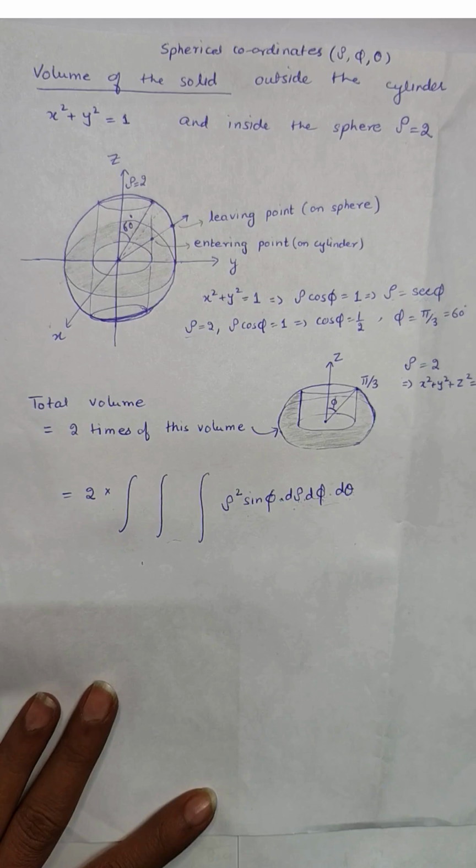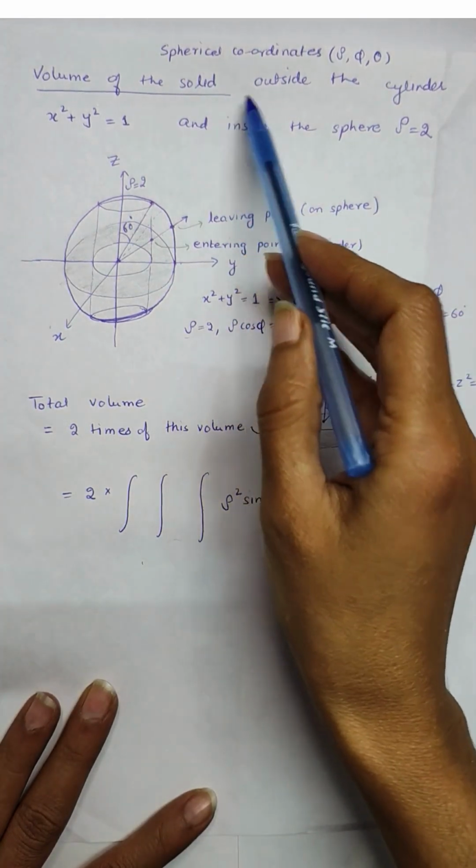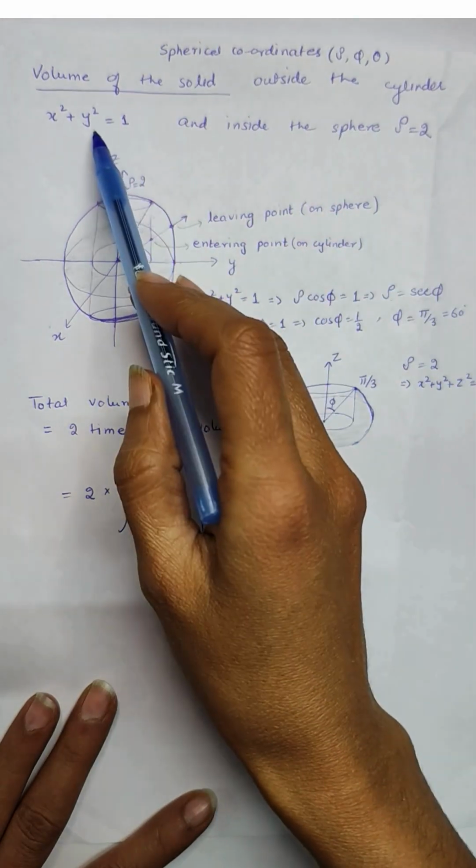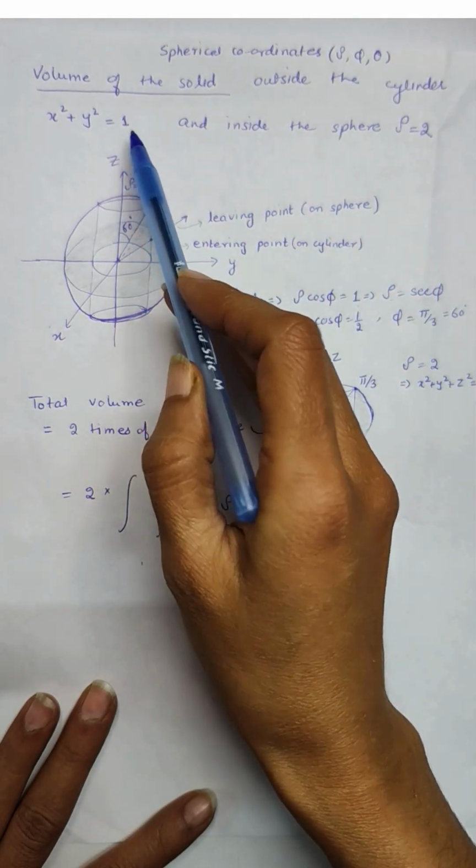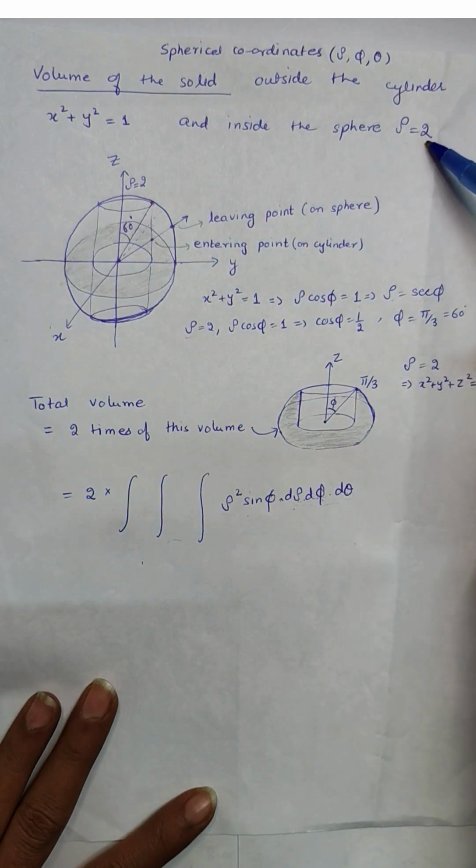So we are going to learn how to set up limits of integration to find the volume of a solid region in spherical coordinates. We want to find the volume of the solid which is outside the cylinder x squared plus y squared equals 1 and inside the sphere rho equals 2.